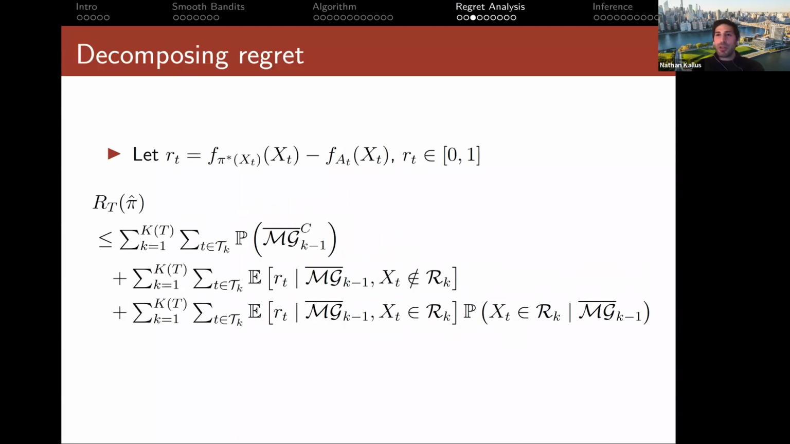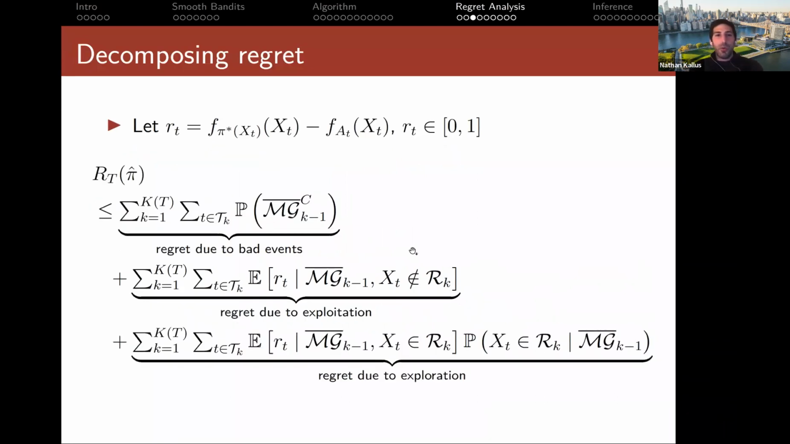So now I've decomposed the regret into 3 important components. One is the regret due to bad events, the regret due to the probability that something failed along the way. Not everything is good so far. The regret due to exploitation: everything is good so far, and X does not fall into a randomization region. And finally, the regret due to exploration: everything is good so far, and X falls into a randomization region. So we're exploring. So what's the regret due to this exploration process? And I'm now going to bound each term by itself.